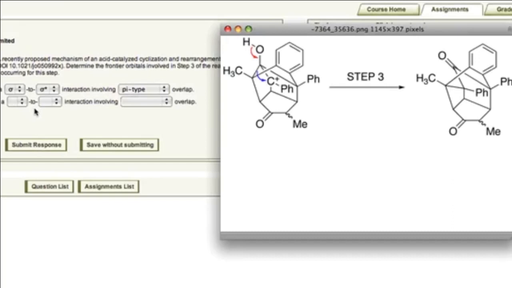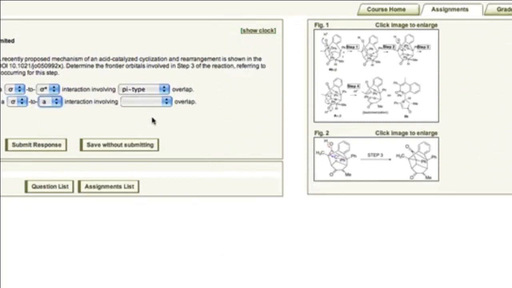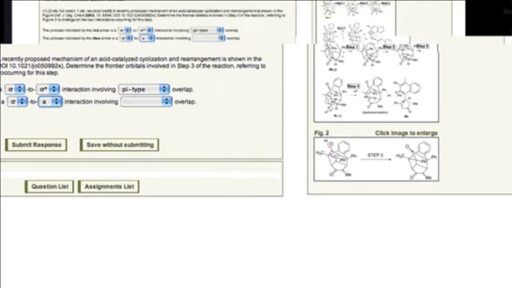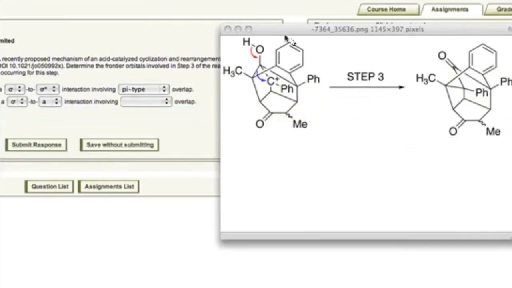And now we can see the second set of arrows here. Sigma to A is what the student has selected, and that's absolutely correct. If we wait a second here, we can see that the sigma bond is going into an empty atomic orbital position on carbon, so that carbocation. And I believe this is where the student encounters the first obstacle, and you'll notice that because the student spends quite some time thinking about it.